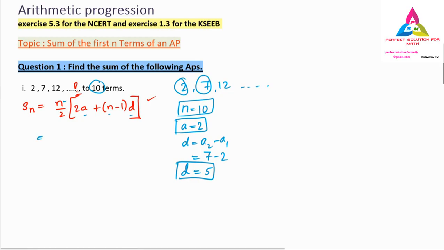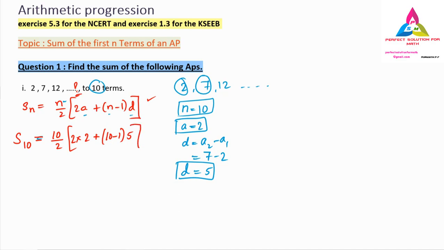So what is the answer? How much sum did they tell you to find? S10 is equal to n, which is 10, divided by 2, into 2 into a, which is 2, the first term, plus 10 minus 1 into d, which is 5. So 10 is an even number, so we can cancel over here. So 5 is left. Bracket 2 into 2 is 4 plus 10 minus 1 is 9 into 5. So 5 as it is, 4 as it is.